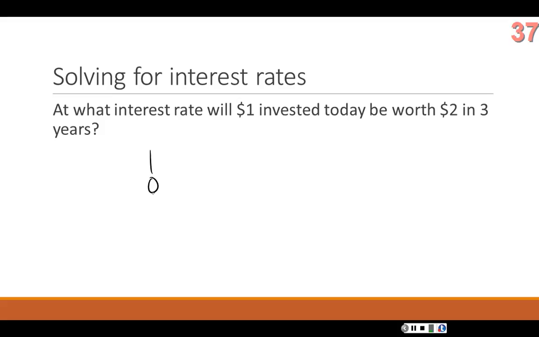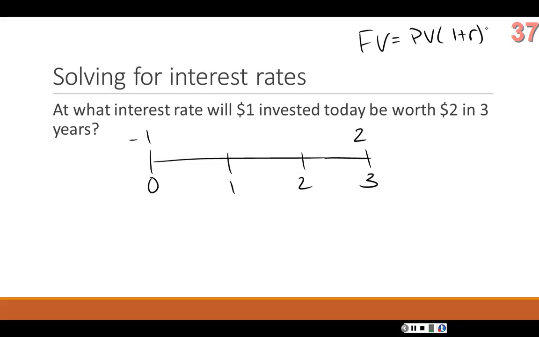At time period 0, we're wanting to invest $1. Again, that's a cash outflow, so that's a negative. And we're wanting to know at what rate would it require to earn if we wanted to have $2 in 3 years, if we wanted our money to double in 3 years. So again, you could use an equation. The future value is equal to the present value times 1 plus the interest rate raised to the nth power, where the future value is 2 and the present value is 1 times 1 plus r raised to the 3rd power. And you could solve for r.